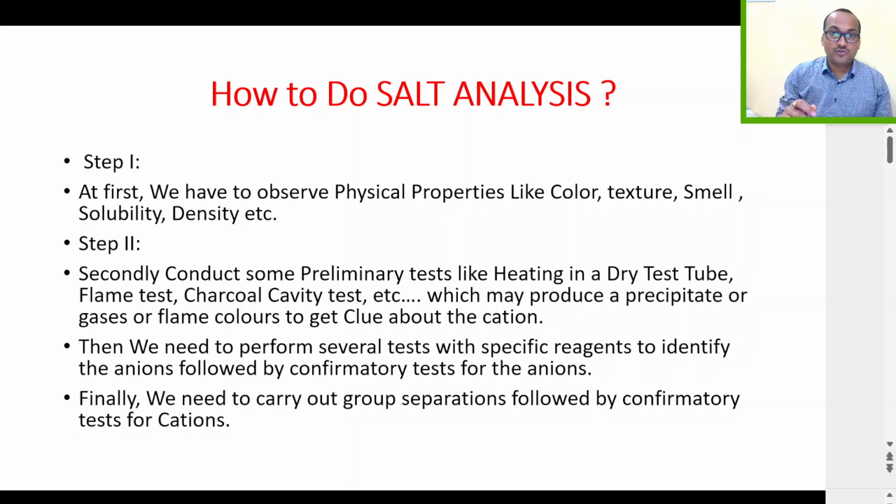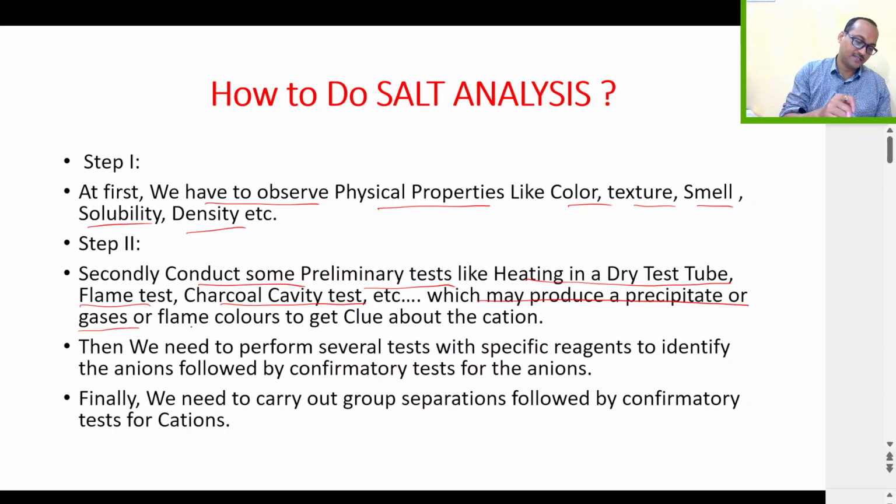Now we should know how to do the salt analysis. So at first we have to observe physical properties like color, texture, smell, solubility, and density. Secondly, conduct some preliminary tests like heating in a dry test tube, flame test, charcoal cavity test, which may produce a precipitate or gases or flame colors to get a clue about the cation. Then we need to perform several tests with specific reagents to identify the anions, followed by confirmatory tests for the anions. Finally, we need to carry out the group separations, followed by confirmatory tests for the cation.